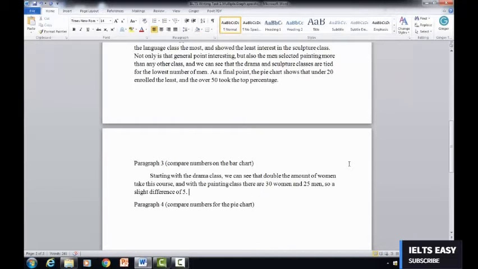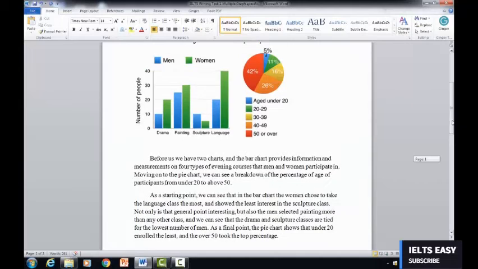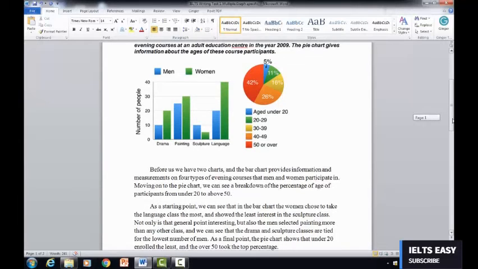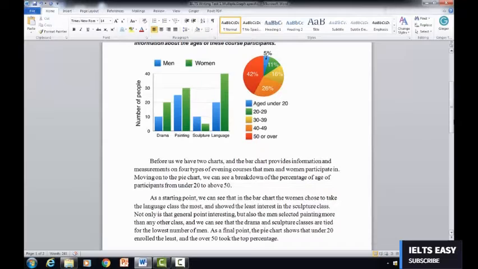All right, that's one sentence right there. And we made comparisons with the drama class and the painting class. We compared the men to the women. Now we're going to look at sculpture. Right, with the sculpture class, we can see that we have double the amount of men, right? And for the language class, we have double the amount of women. Okay, because the women in the language class are at 40, the men are at 20, but in the sculpture class, the men are at 10 and the women are at 5.